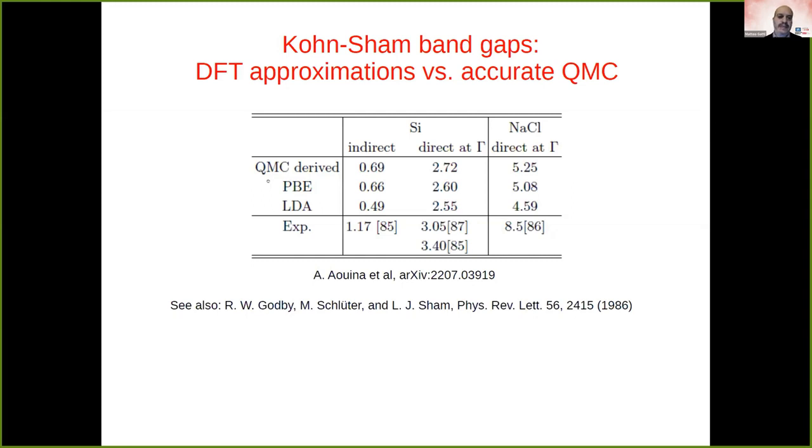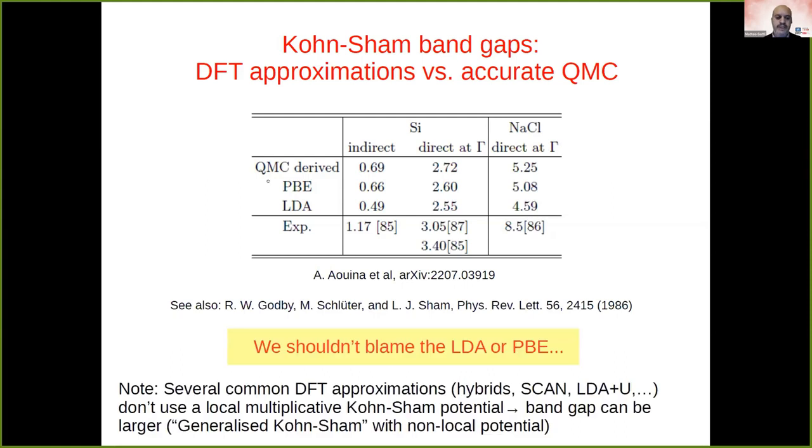In this case, instead, we start from a very accurate Kohn-Sham exchange correlation potential that is obtained from Quantum Monte Carlo. So the message here is that we shouldn't blame the LDA or the PBE in this case. The fact that the gap is underestimated is because the Kohn-Sham gap is not supposed to give us the exact band gap that is measured in the experiment.